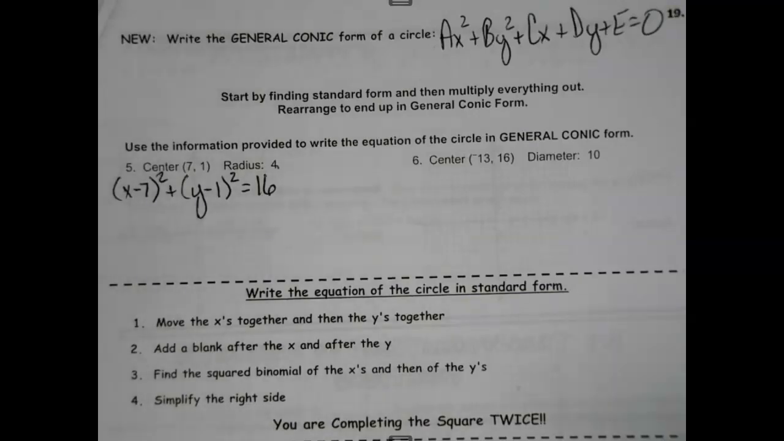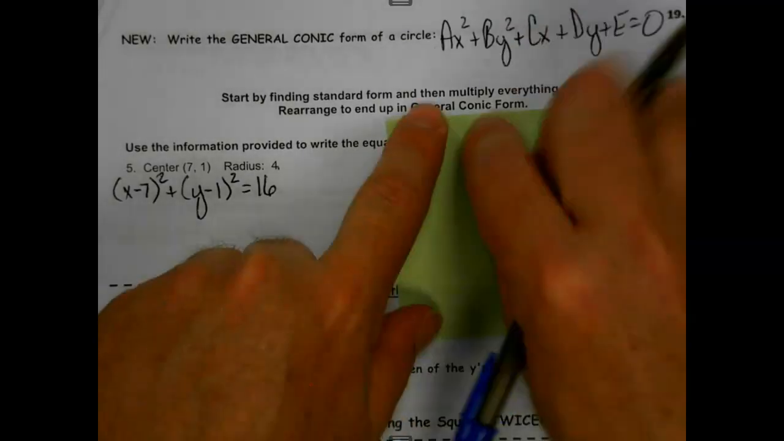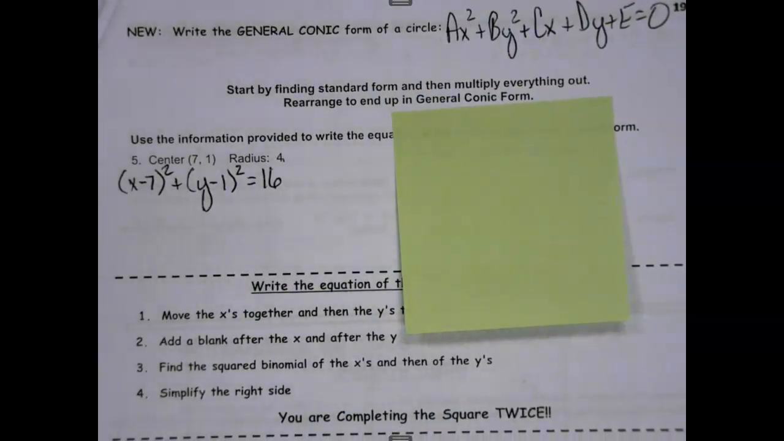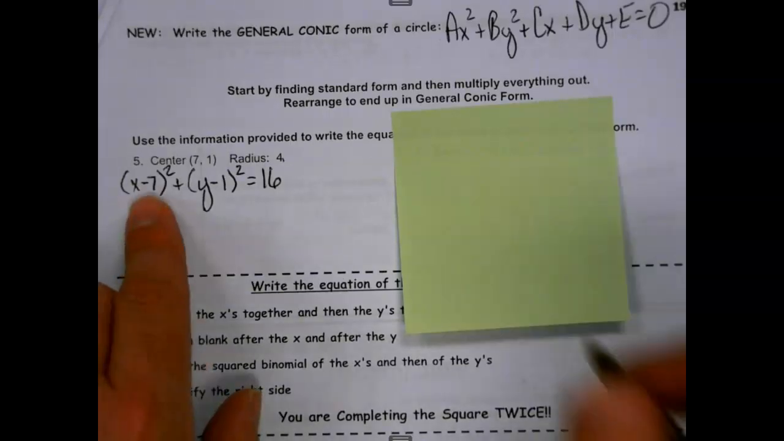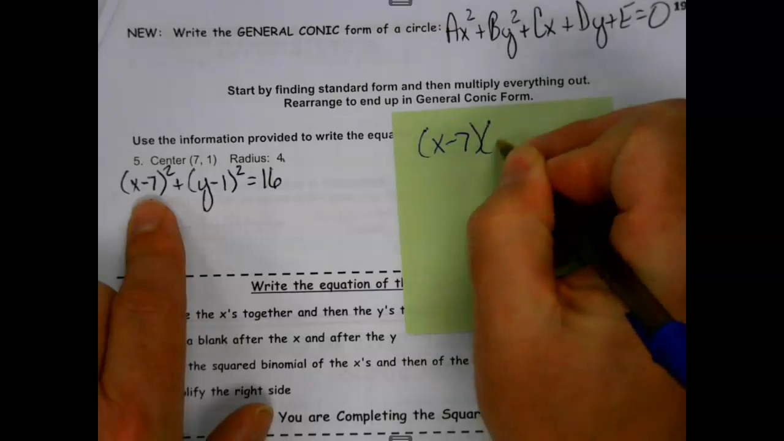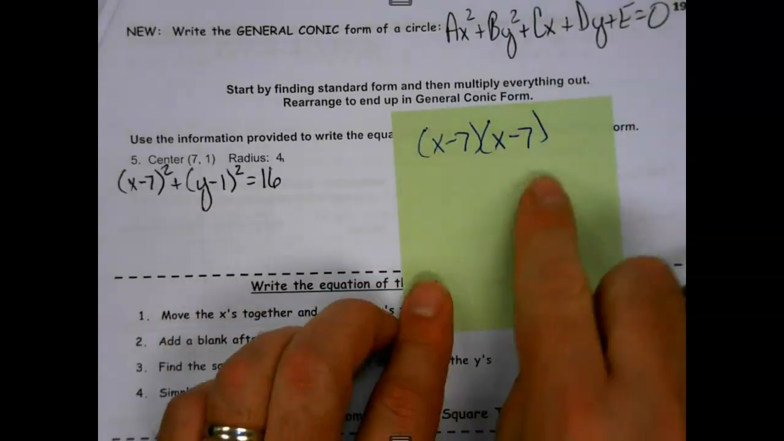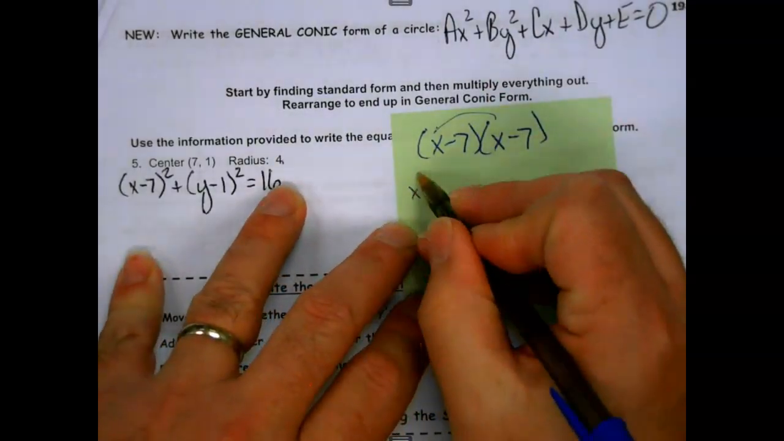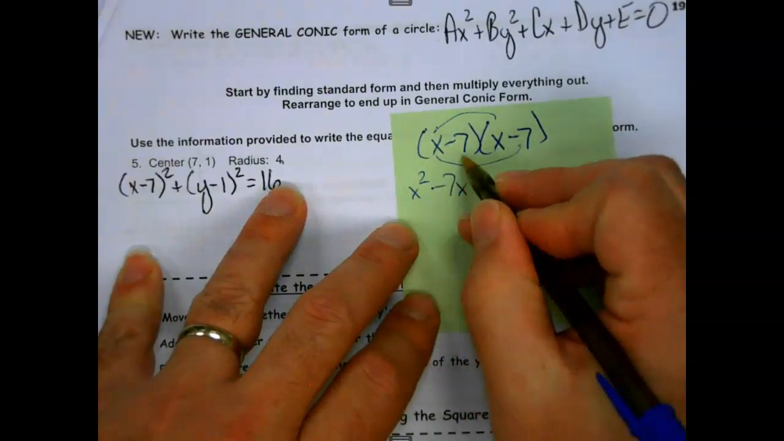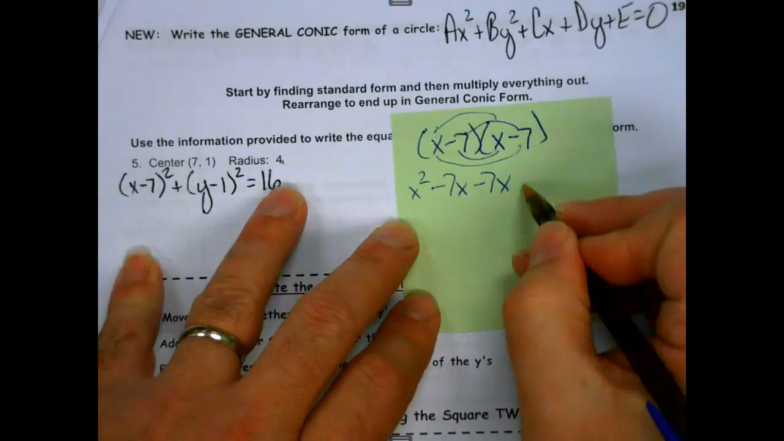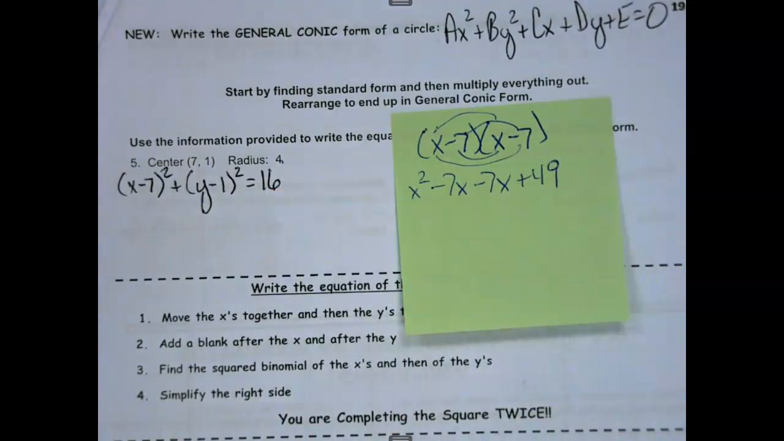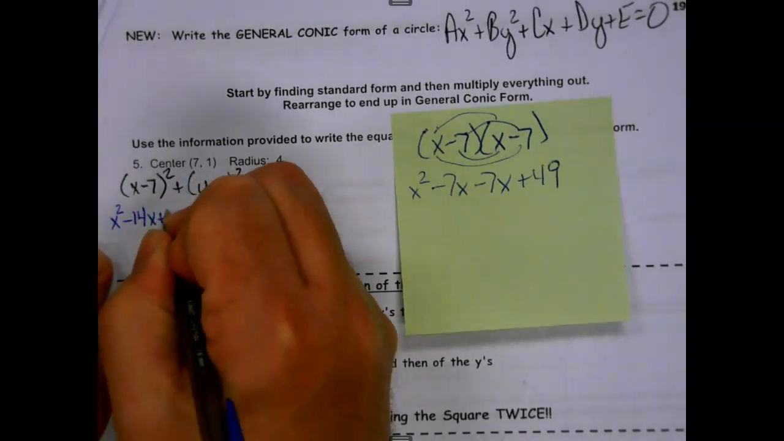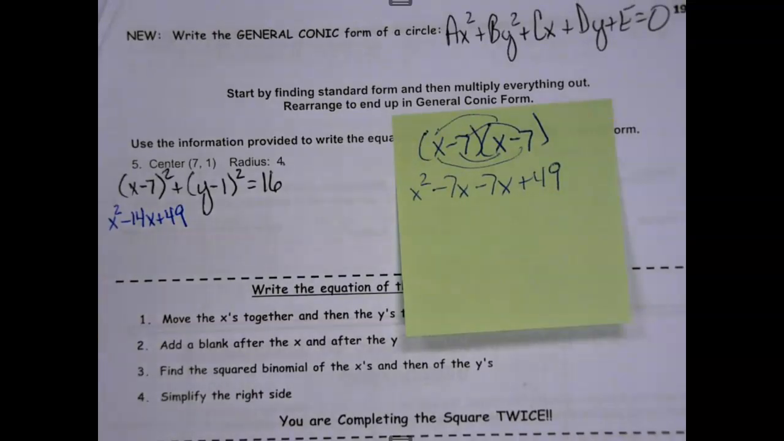Now, instead of you having to do what I'm doing on the Post-it note, what I would much rather have you do is know the pattern to this to make this foiling go a lot faster. So let's say I was foiling out x minus 7 squared. So I got 2 of these. So x squared minus 7x minus 7x plus 49. So when I multiply this out, there's my first piece.